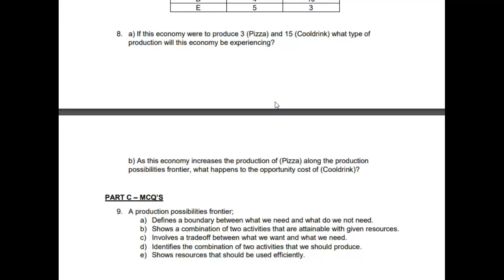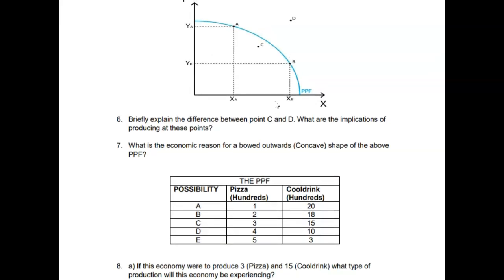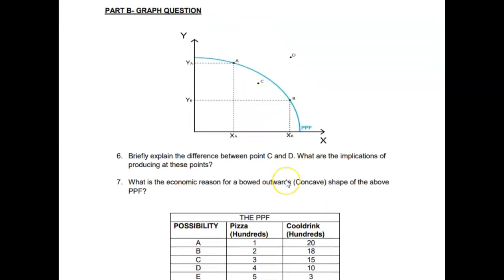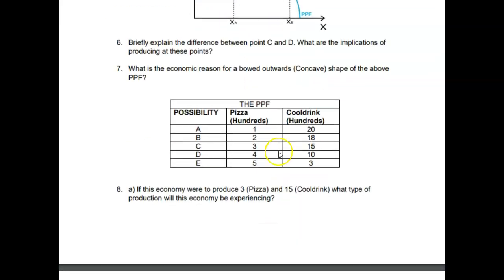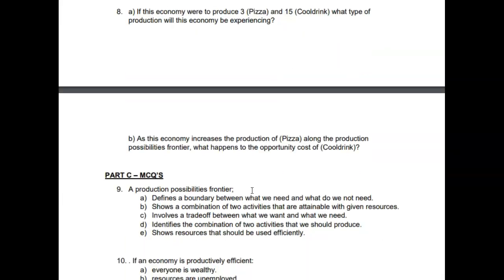Okay, as the economy increases production of pizza along the production process, what happens to the opportunity cost of cold drinks? As seen over here, the more pizzas you produce, 1, 2, 3, 4, 5, you're giving up more. See, 20, 18, 15. You're giving up 2 over here, 3 over here, 5 over here. So as you increase your production of pizza, you're giving up more.